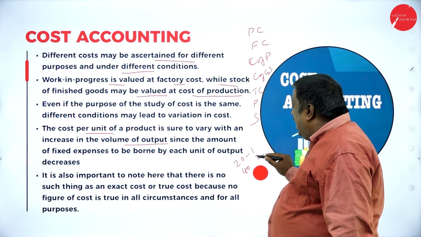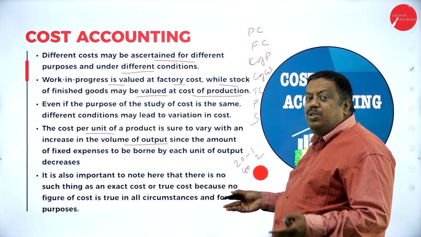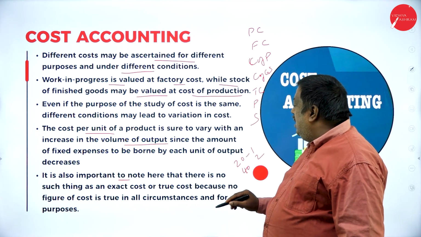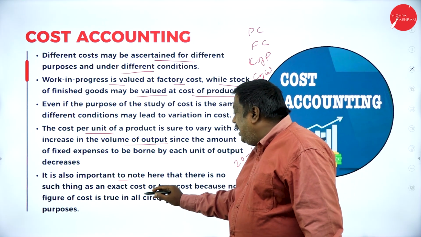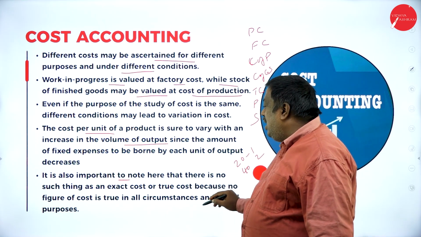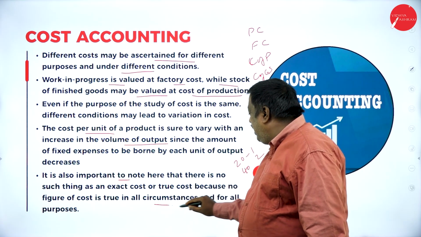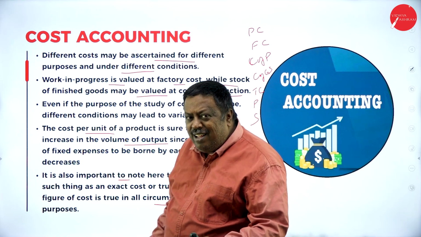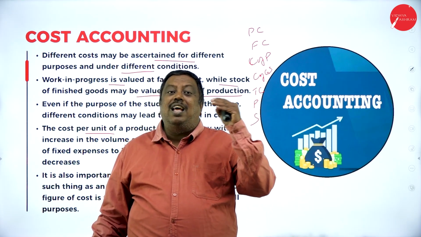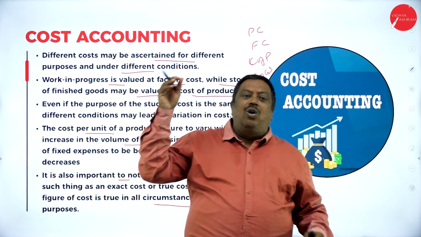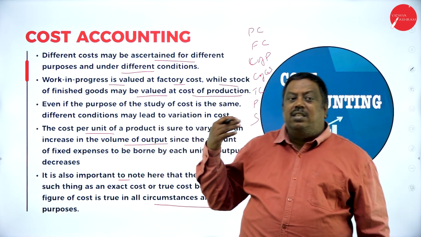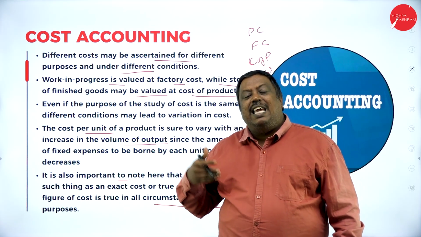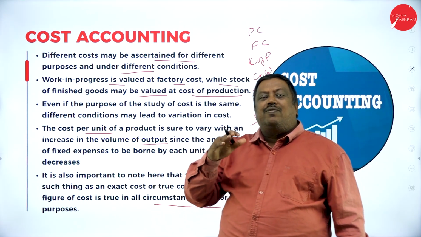When the number of units is increased here, automatically the cost is going to increase for me. It is also important to note that there is no such thing as an exact cost or true cost, because no figure of cost is true in all circumstances and for all purposes. Let's say that clearly. We are going to think from all angles and write all the information, and we consider this the amount of cost incurred as expenditure in the process of conversion.